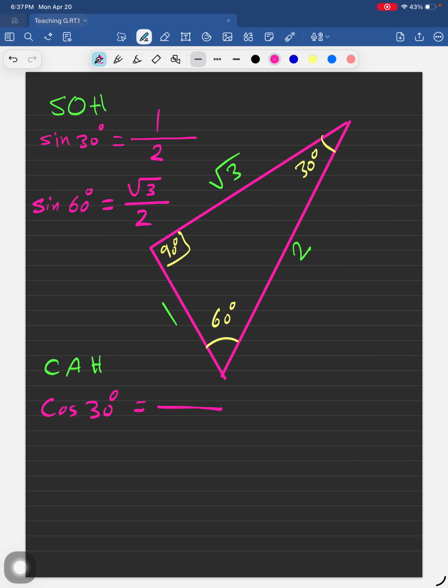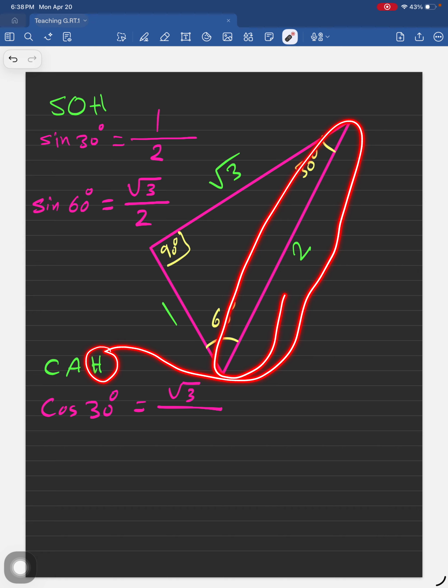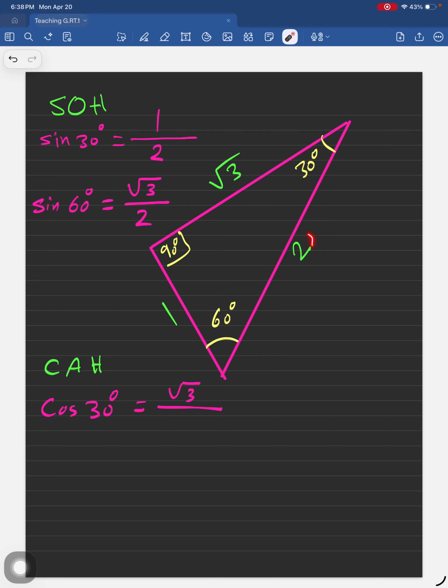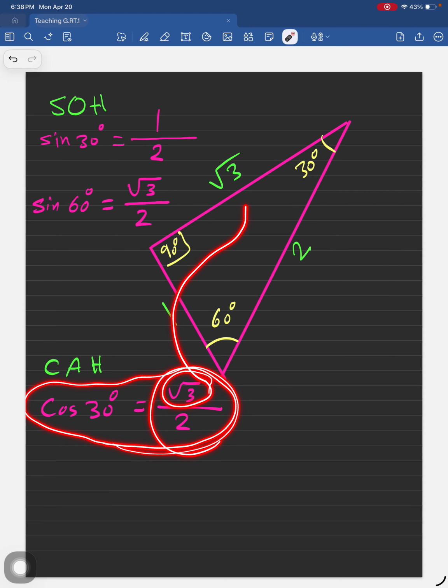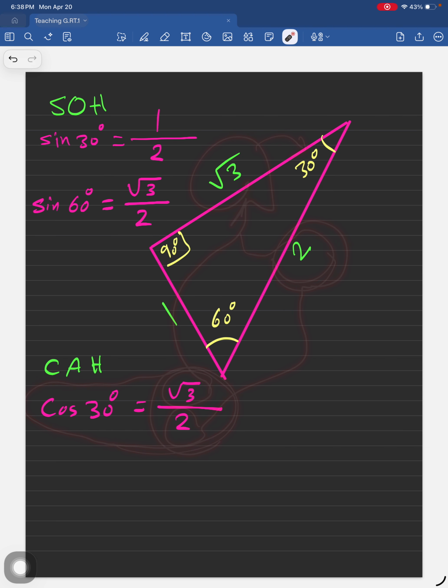So the adjacent for 30 is square root of 3. Now the second thing is talking about the hypotenuse. The hypotenuse in this case is 2. Take the 2 in the denominator down here and write it down. So here is the answer, 2. So the cosine of 30 is square root of 3, which is the adjacent for the 30, over 2, which is the hypotenuse in this case.